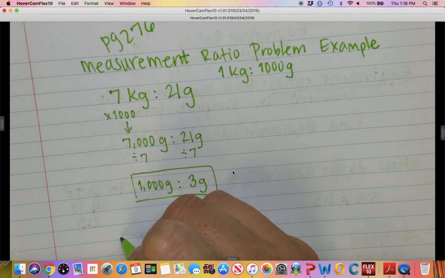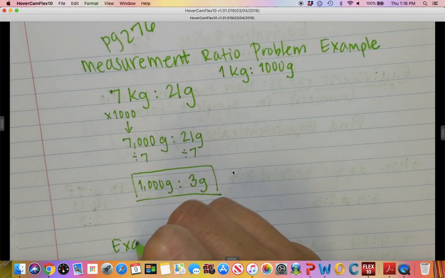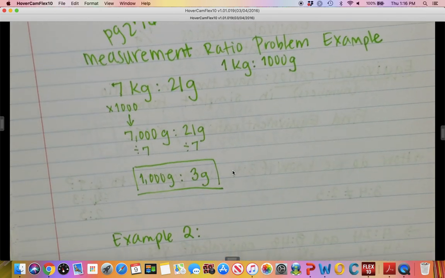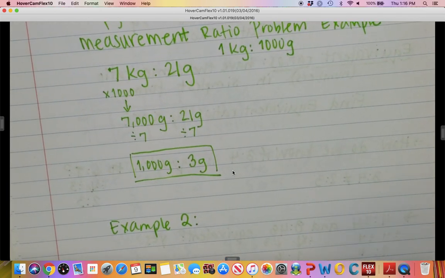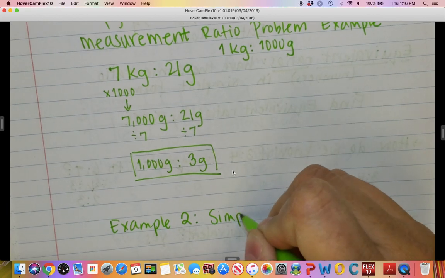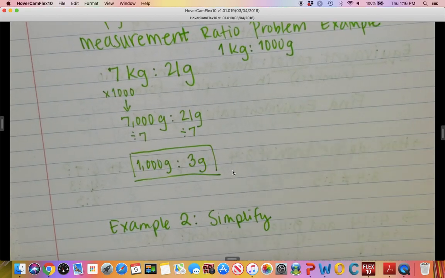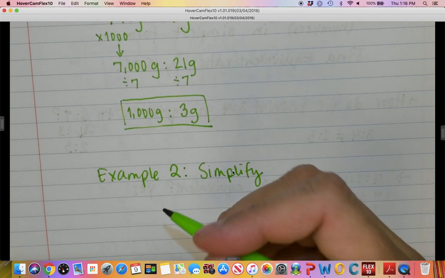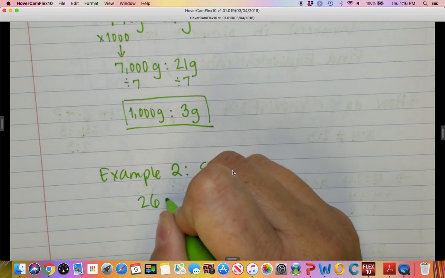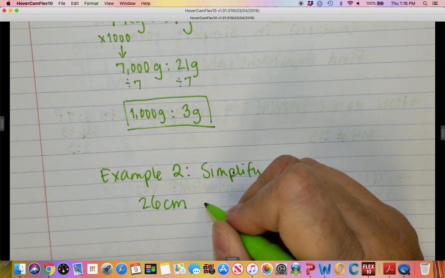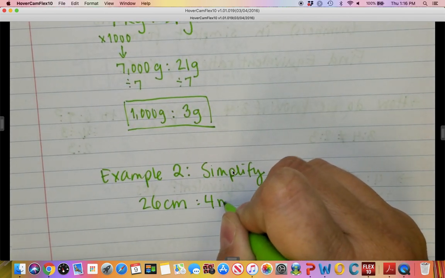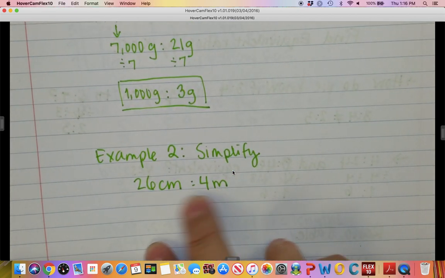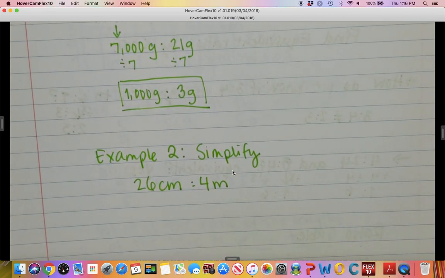So, example 2 is going to be simplify it, and I'm going to use 26 centimeters with 4 meters. And I know that can be simplified because these are both length.